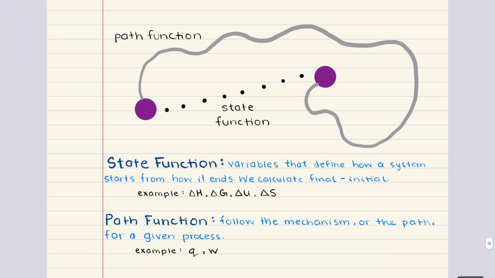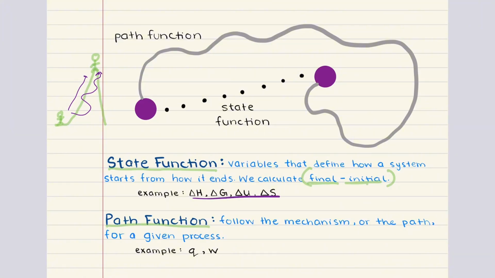Following that, we want to discuss the difference between state and path functions. A state function is a property that depends only on the initial and final states of the system, not the process that's used to get there. So think of it like elevation. If you hike from your base camp to the top of the mountain, the change in elevation is the same whether you take the steep trail or the winding one. In thermodynamics, common state functions include enthalpy, Gibbs free energy, internal energy, and entropy. We calculate these as final minus initial.